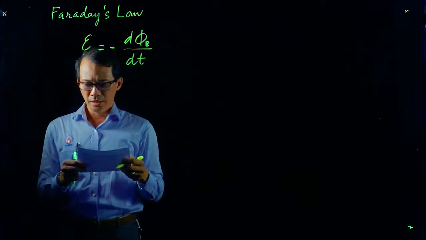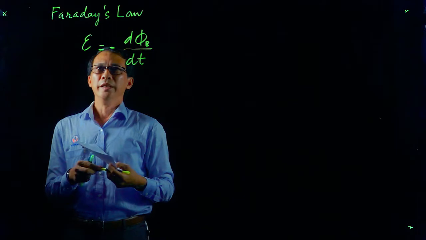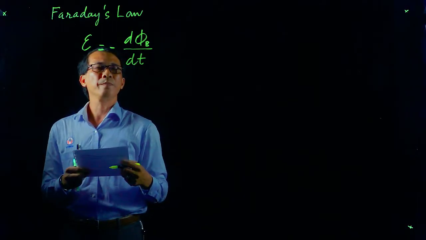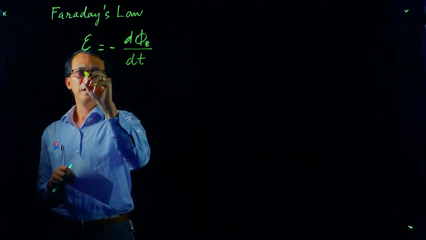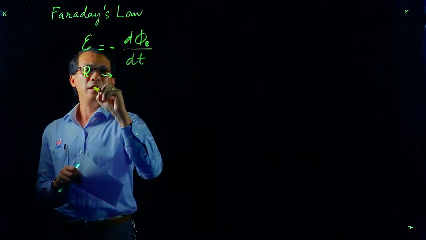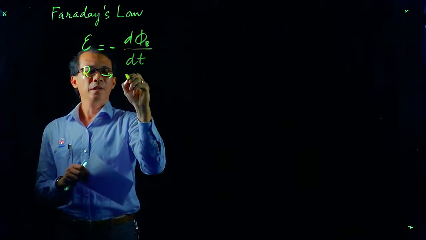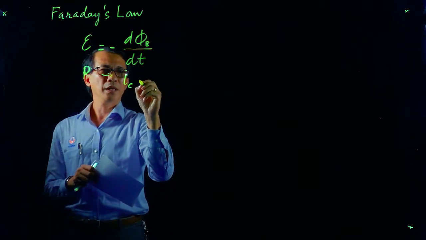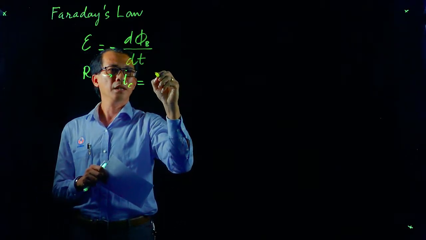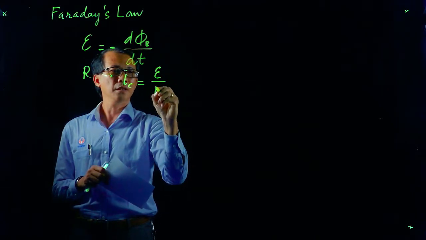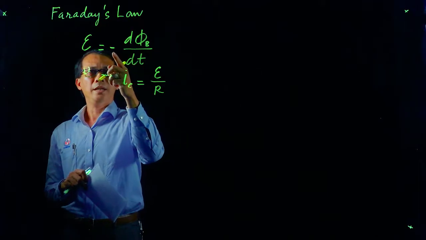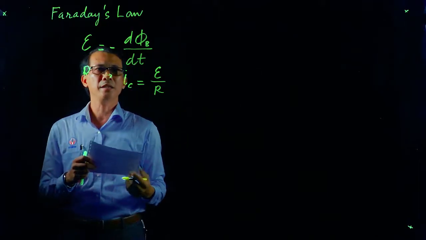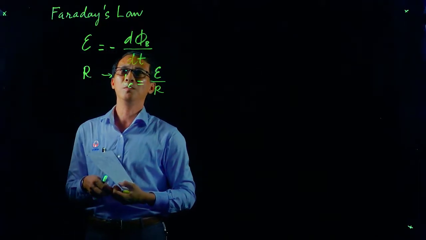E is the electromotive force, and when the loop has a resistance R, then you will have the induced current I_C equal to E over R. I will show you how we can explain this minus sign in the formula here.